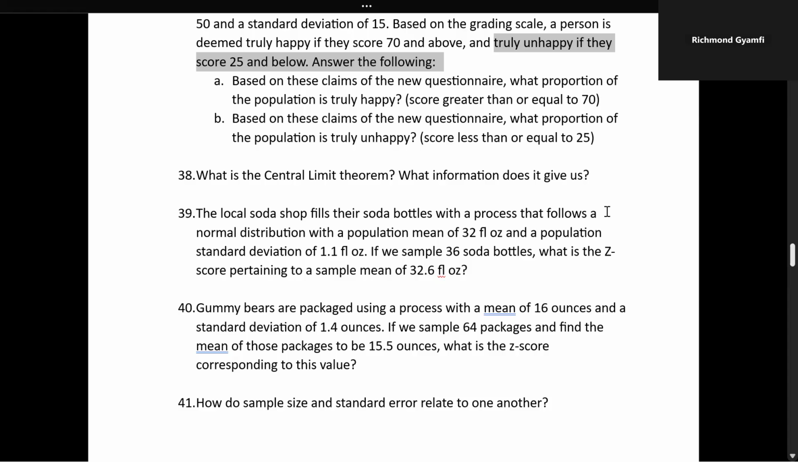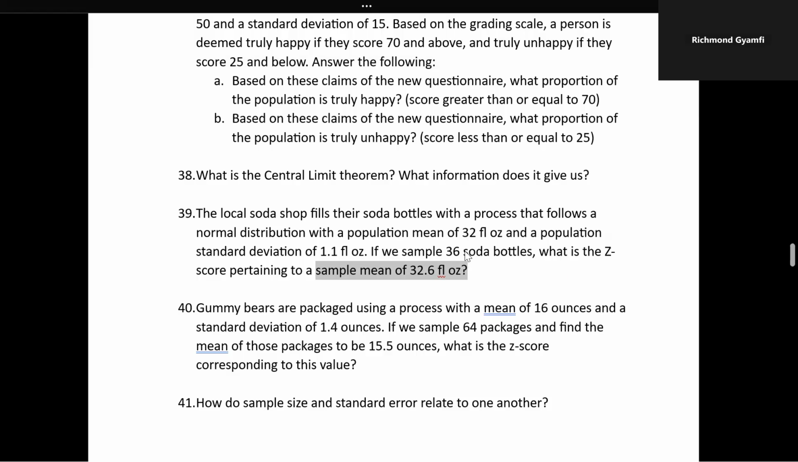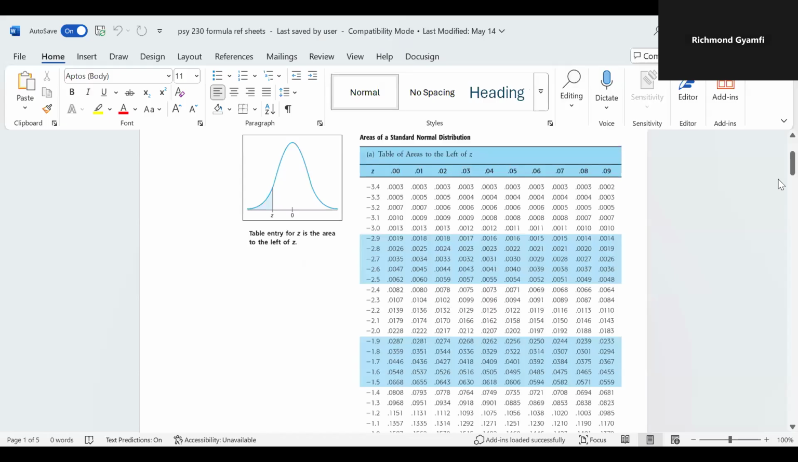Now, the first thing you would see here is that you have two means. The population mean of 32 and a sample mean of 32.6. So right there, you know that, oh, I'm working with the central limit theorem. Now, the formula to work with the central limit theorem, it's going to be here.